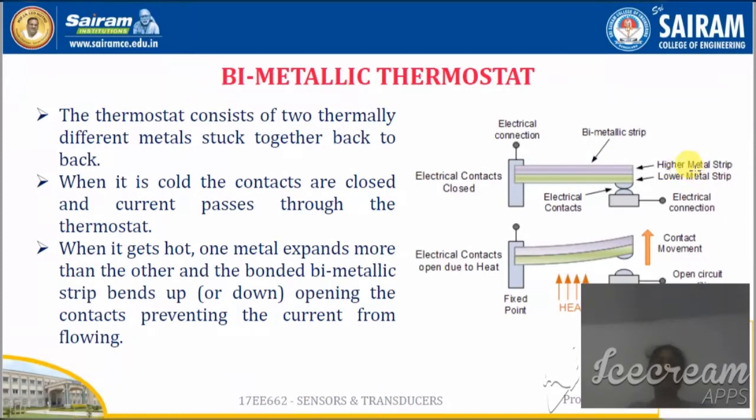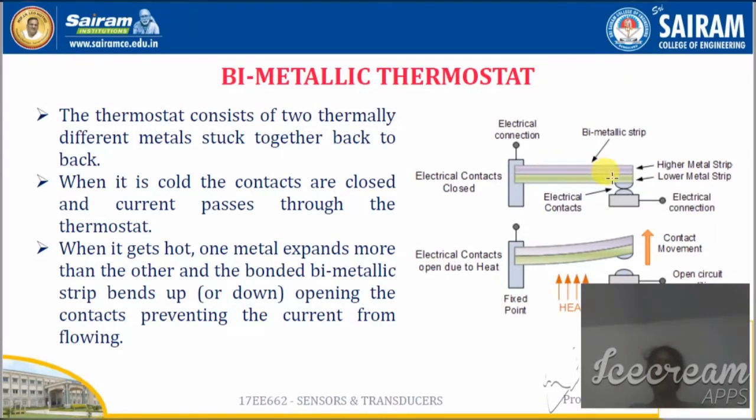Both metallic strips are two different metals stuck together back to back. The higher metal strip and the lower metal strip are not of the same material. Both are of different materials and both are bonded together, as we discussed in the earlier session. So when it is cold, the contacts are closed and current passes through the thermostat. There are only two conditions: when the temperature is normal, and when the temperature is abnormal.